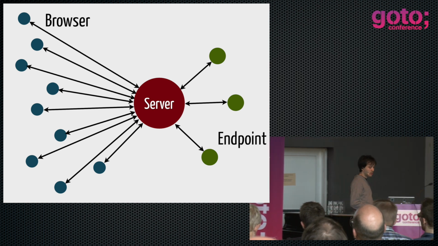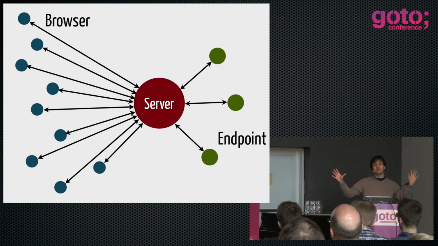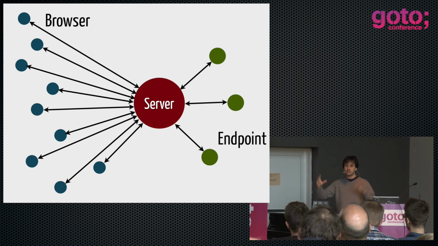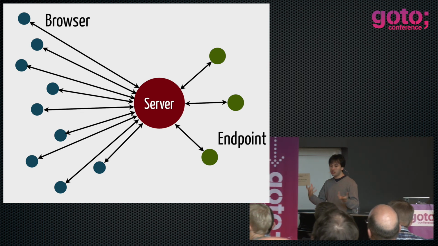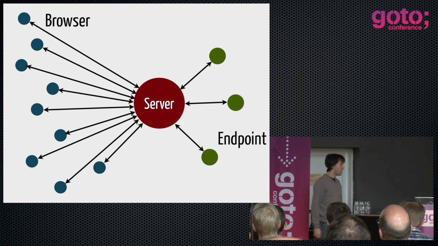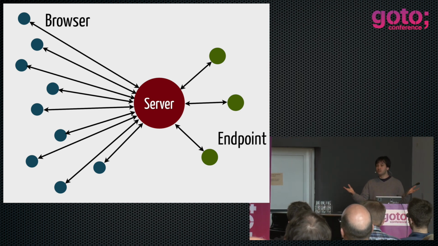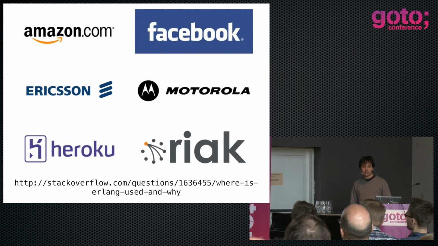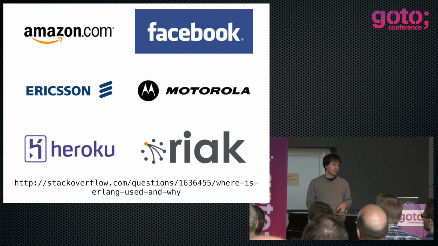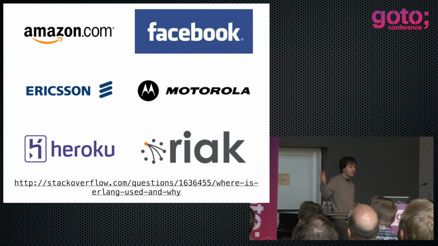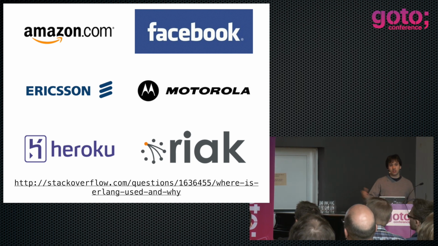Even more now that we are going towards the Internet of Things, right? You have a lot of different devices talking different protocols, and you need to be able to handle a lot of them at the same time. So people started to think, oh, if it was good for telecommunication, it's probably very good for this use case too, and they're right. So we have companies like Amazon and Facebook that use the Erlang Virtual Machine in their infrastructure, and telecommunication companies like Ericsson and Motorola.